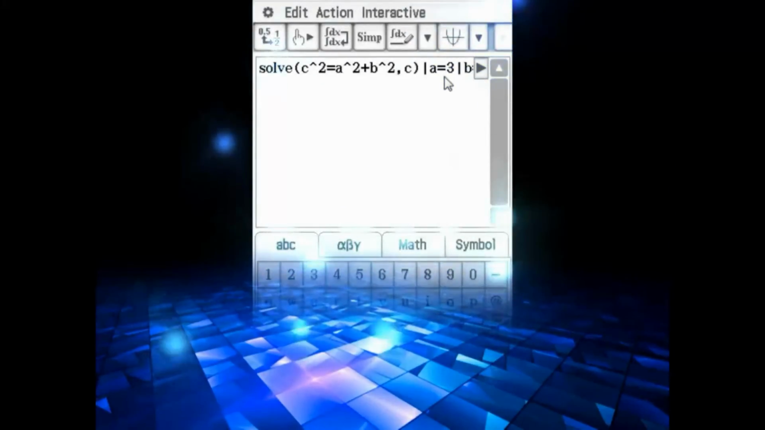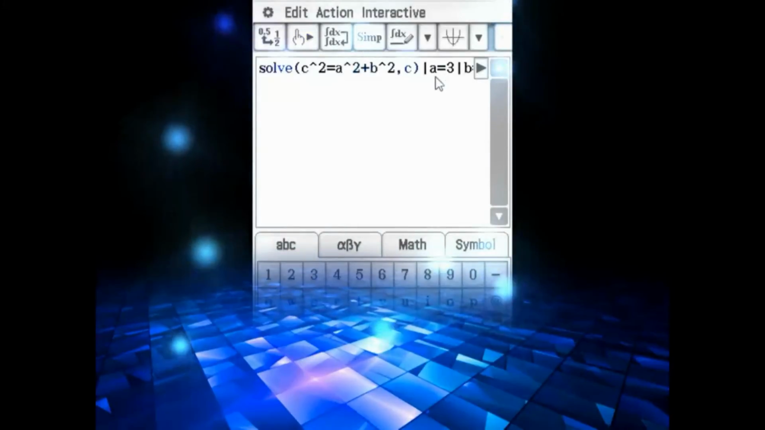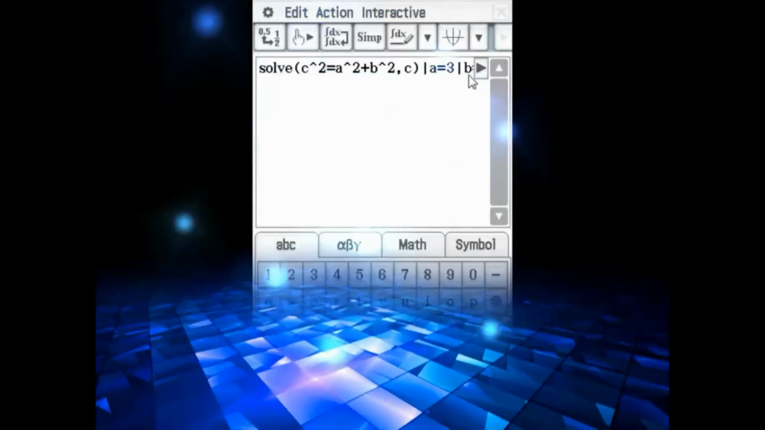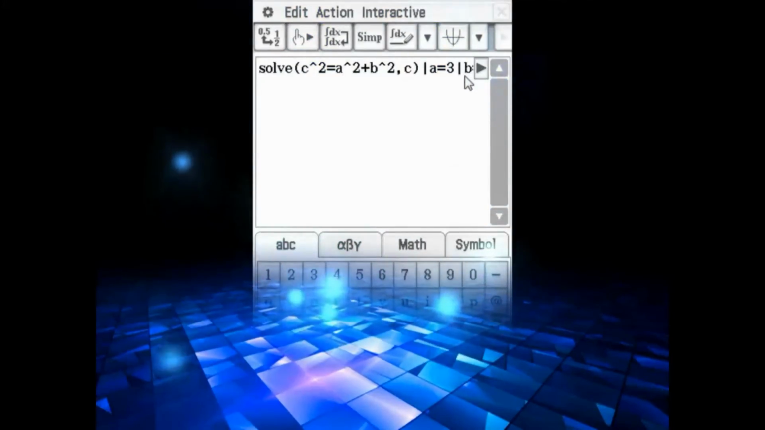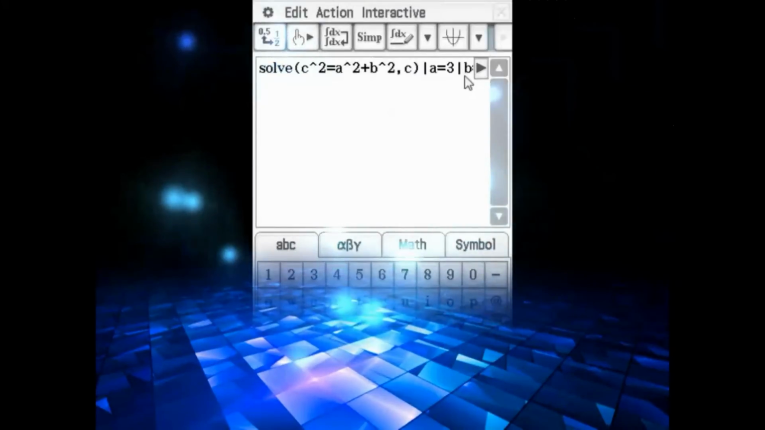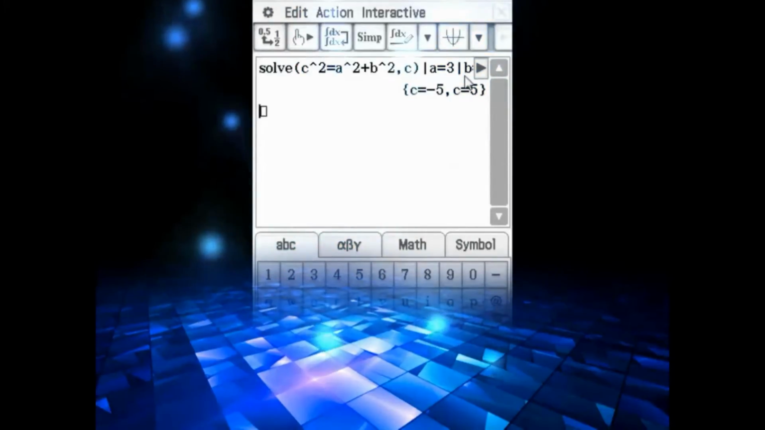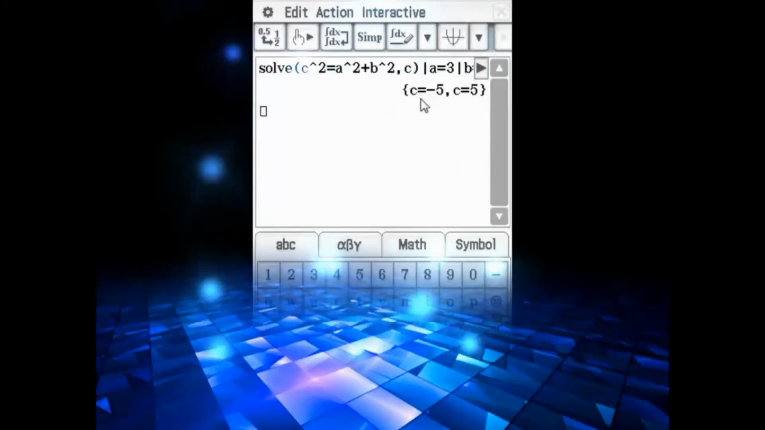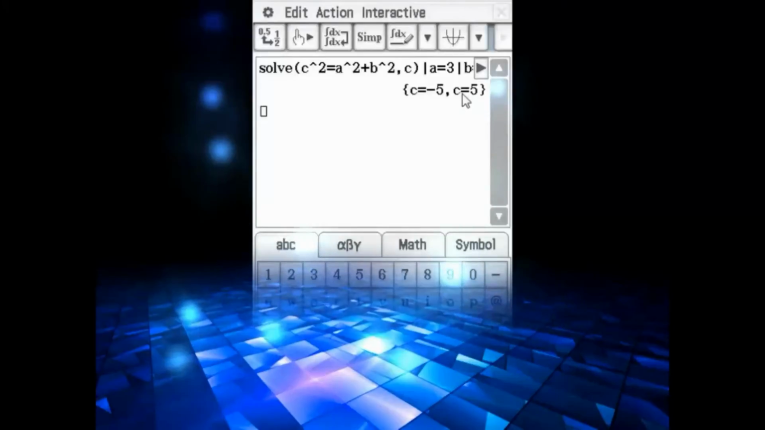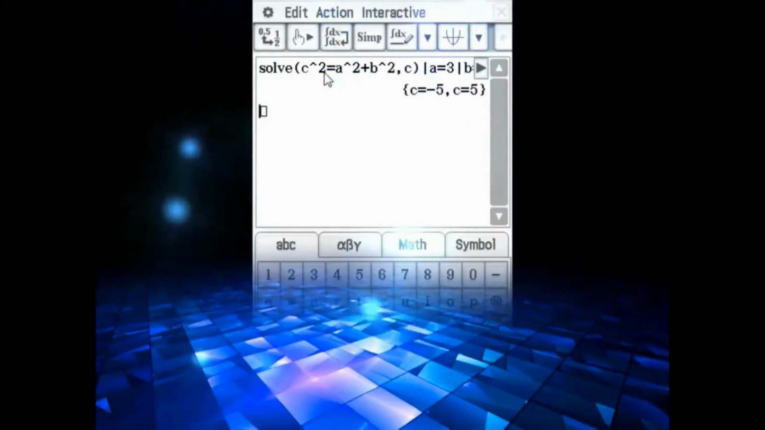We also need to tell the calculator what values the other variables have. Here we have a is equal to 3 and we have b is equal to 4. It's running off the screen a little bit. When we press the execution key, we get the result of our calculation. We get two values, c equals -5 and c equals 5. These are solutions to this formula.